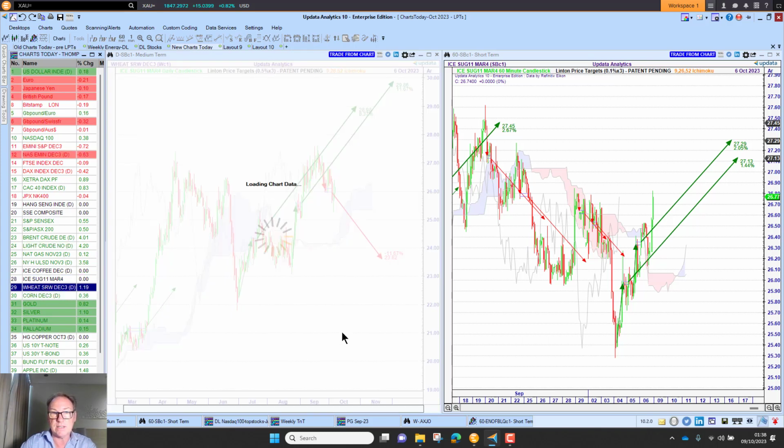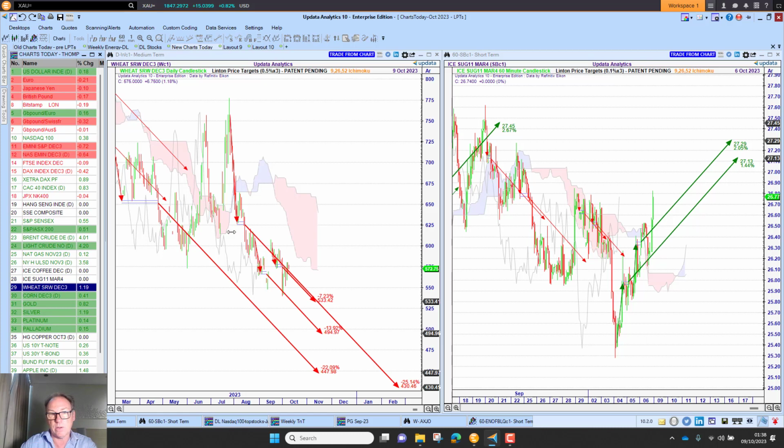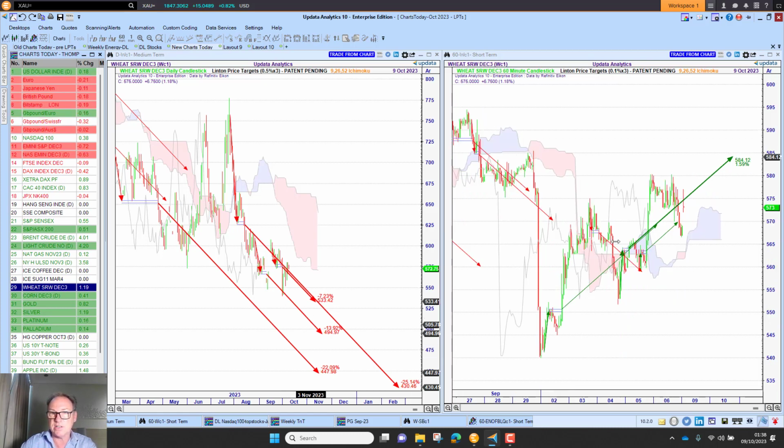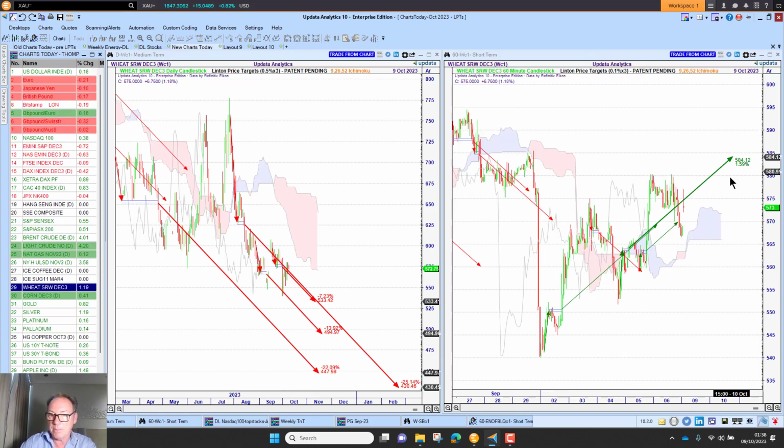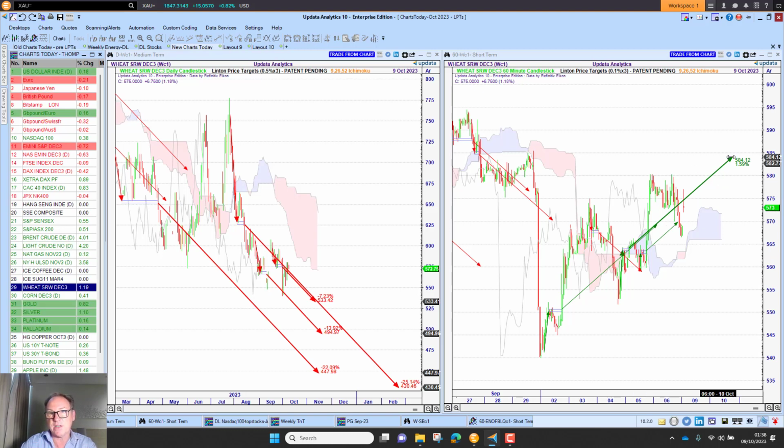So sugar's looking better than many other charts. And if we look at wheat, quite interesting here as well. We've got really clear downside targets on the daily, although we do have this upside relief rally on the 60-minute chart. So this is putting the time frames into context. We've got a downside picture that's really clear, but we have got a little bit of a relief rally.